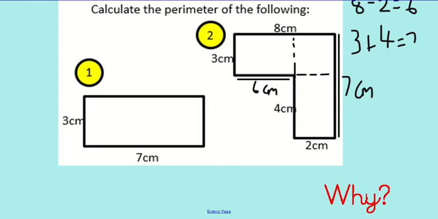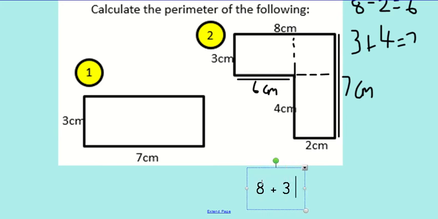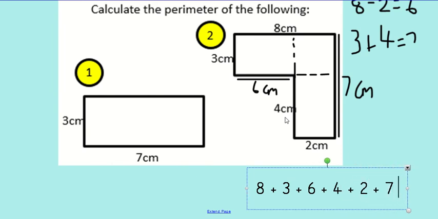Well, yes, I need to add them all up. So I've got 8. Add 3. Add 6. Add 4. Add 2. And add 7. And if I add them all up, 8 add 3 is 11. Add 6 is 17, add 4 is 21, add 2 is 23, and add 7 is 30. So 30 centimetres. And that's how we're going to write the perimeter of that shape.